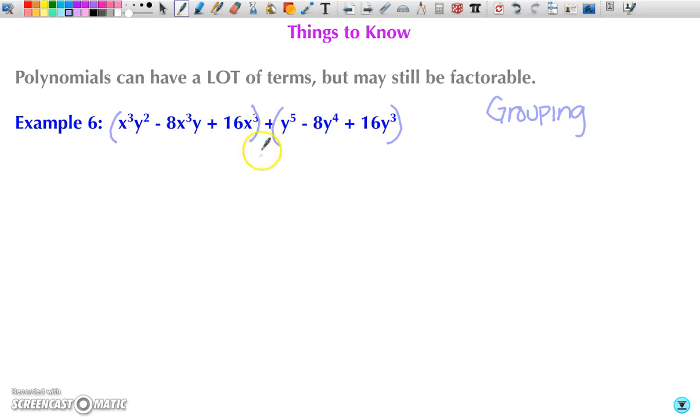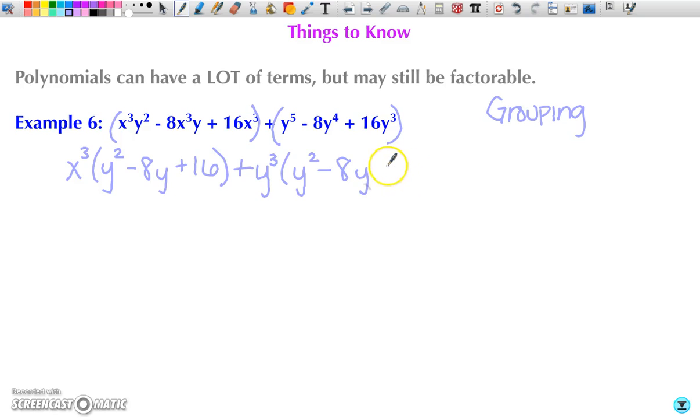So what we do now is take out our GCF. You'll see that every single one of these has an x cubed, so we can take that out, x cubed, which leaves us with y squared minus 8y plus 16. Then we have a plus sign. And what do all three of these have in common? Well, these three all have y cubed in common, leaving you with y squared minus 8y plus 16.